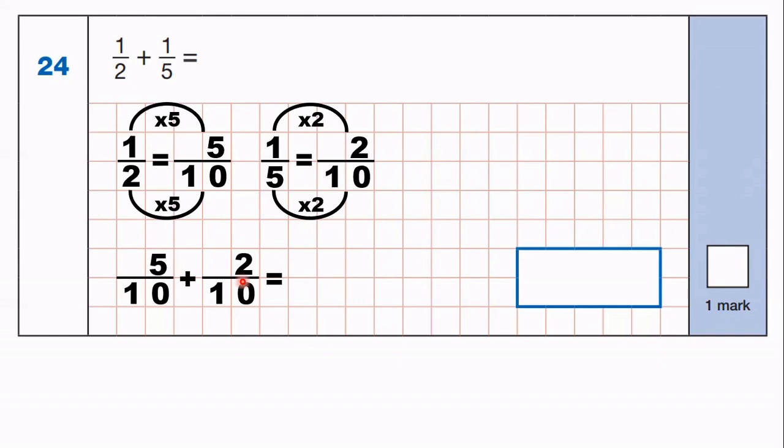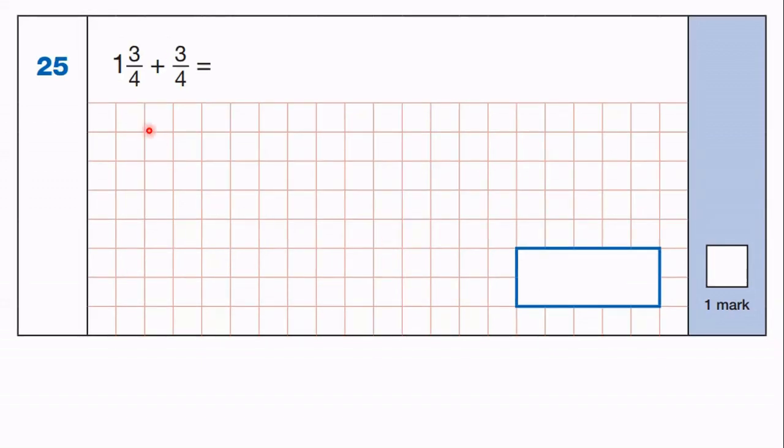To add fractions, we keep the denominator the same and add the numerators, so our answer is 7/10. Question 25. 1 3/4 plus 3/4. We can convert mixed numbers to improper fractions. So 1 3/4 as an improper fraction is 7/4, because we keep the denominator the same, and then 1 times 4 is 4, plus 3 is 7.